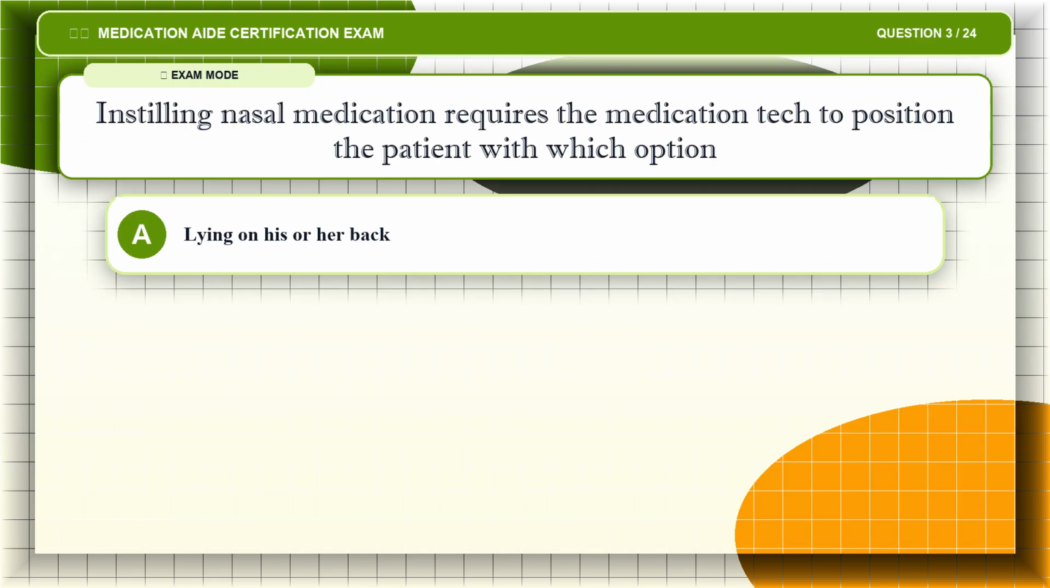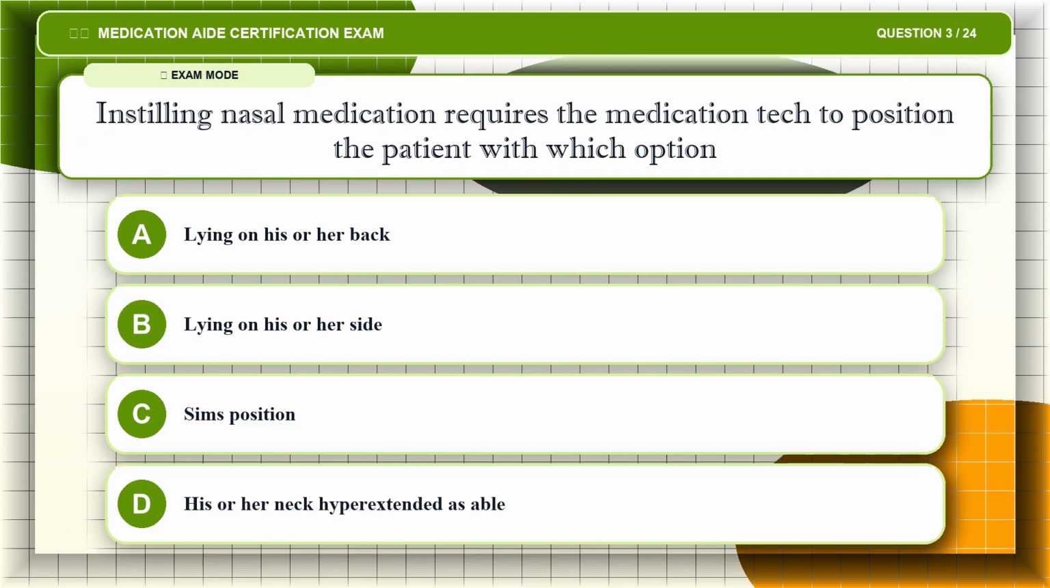Question 3. Instilling nasal medication requires the medication tech to position the patient with which option? Option A. Lying on his or her back. Option B. Lying on his or her side. Option C. Sims position. Option D. His or her neck hyperextended as able.